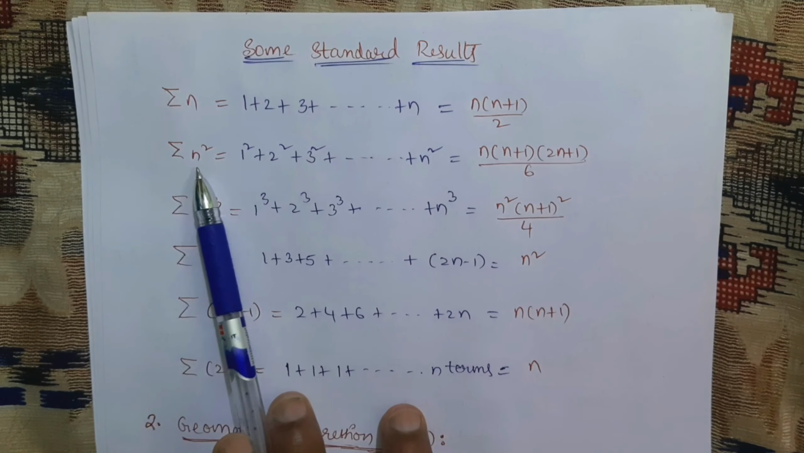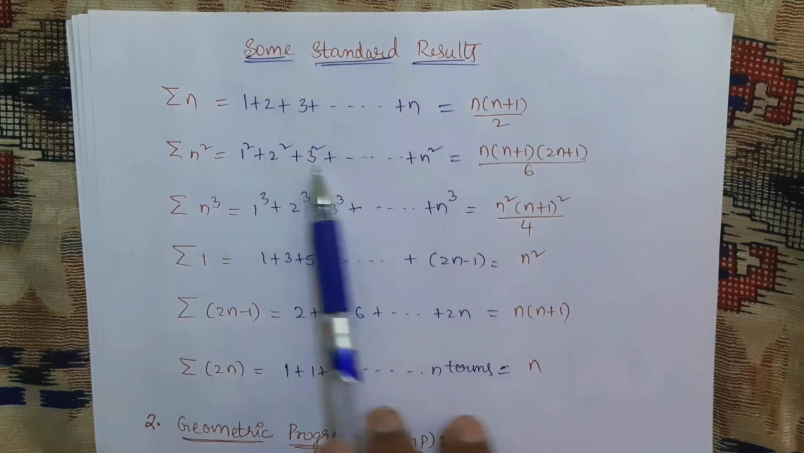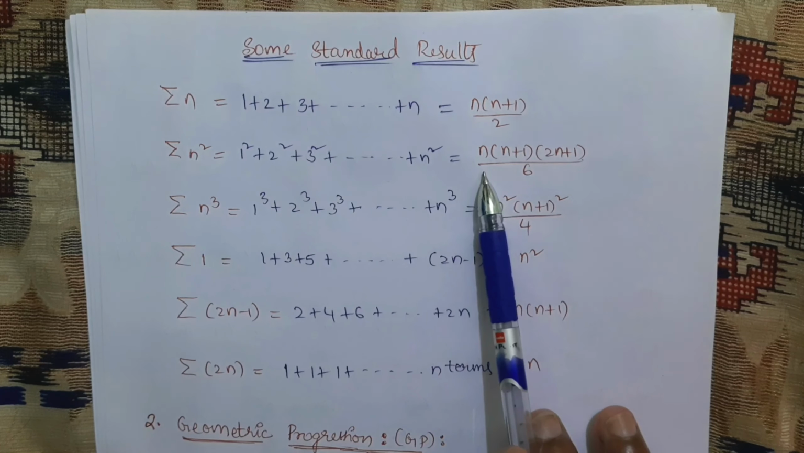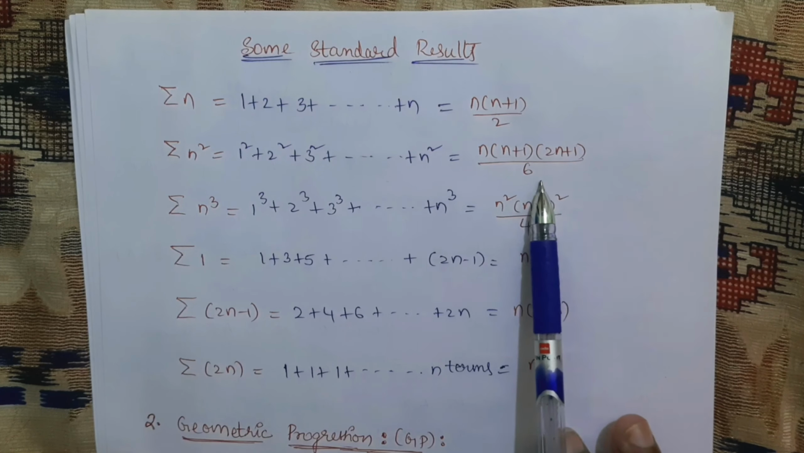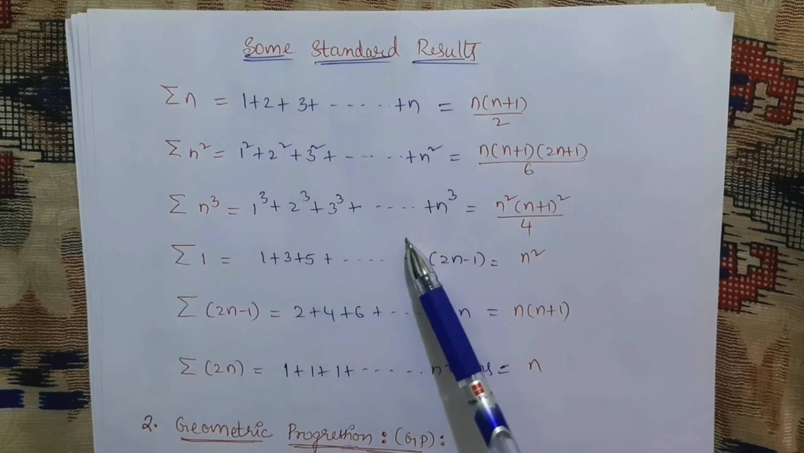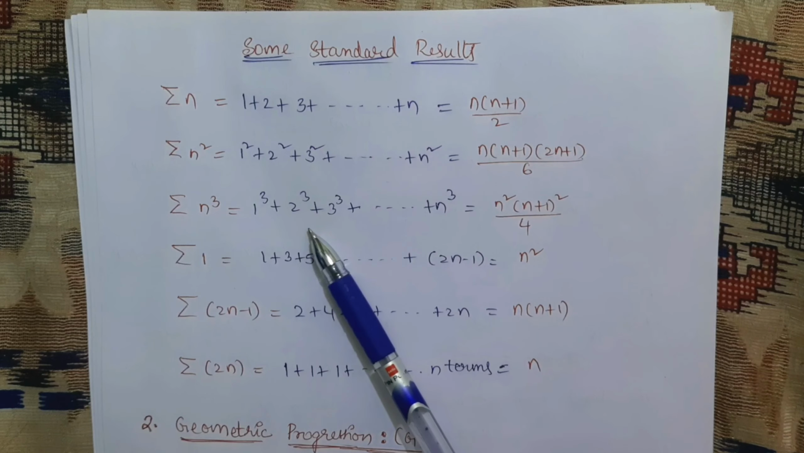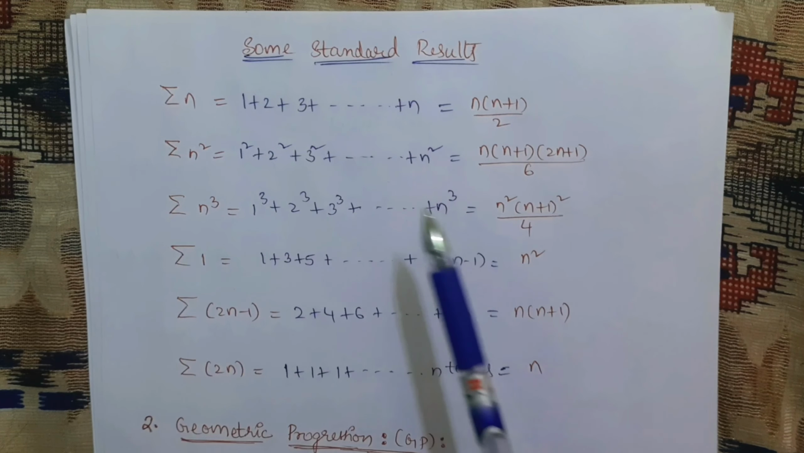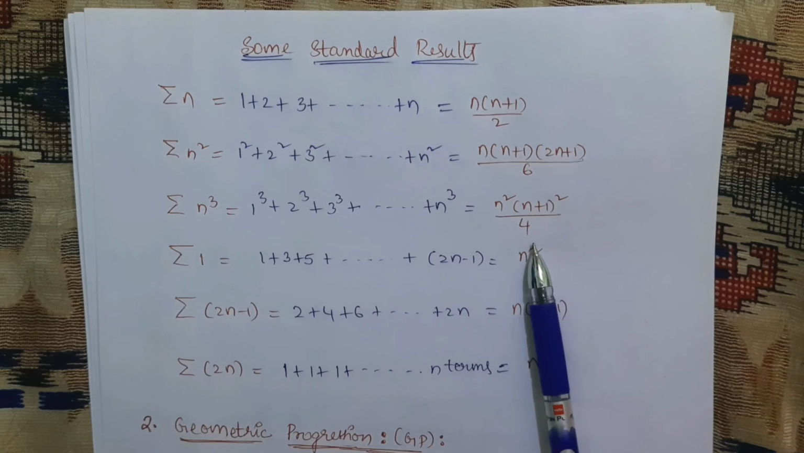Similarly, sigma n square is equal to 1 square plus 2 square plus 3 square plus so on plus n square, which is n into n plus 1 into 2n plus 1 by 6. And then sigma n cube, the sum of cubes of n natural numbers, 1 cube plus 2 cube plus 3 cube plus so on plus n cube, is n square into n plus 1 whole square by 4.